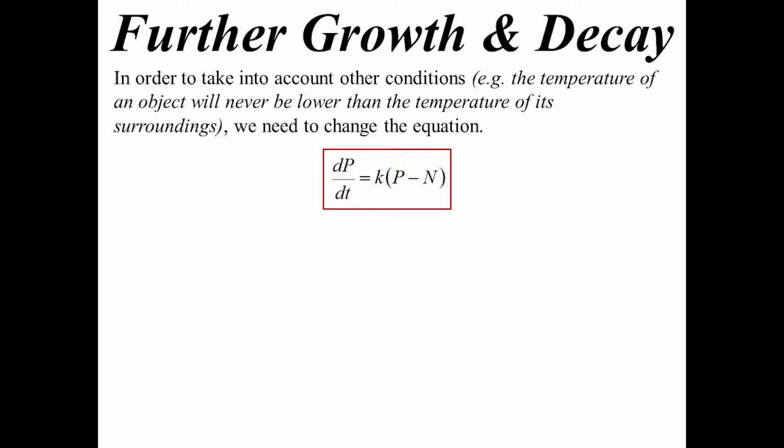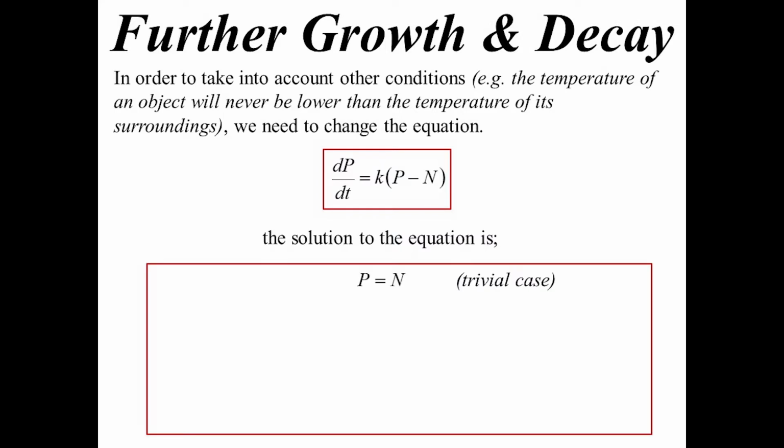And for the solution, there's a case that we don't normally consider. It's what's called the trivial case. If P was equal to a constant value of N, then it's not changing. So dP/dt would be 0, and N minus N is 0, so it satisfies the condition, technically. But that's not really the case we're interested in. We're interested in this one.